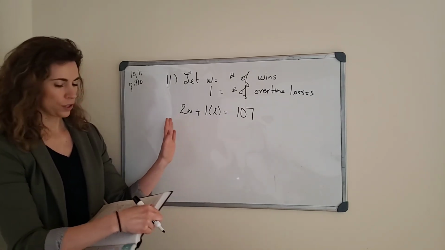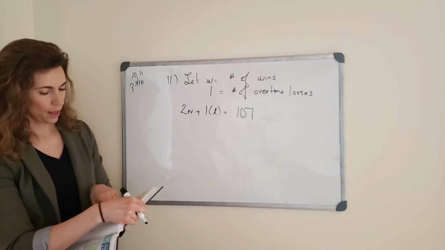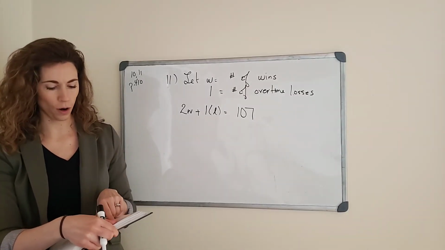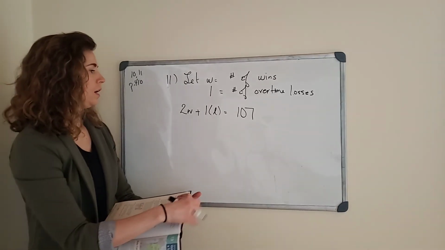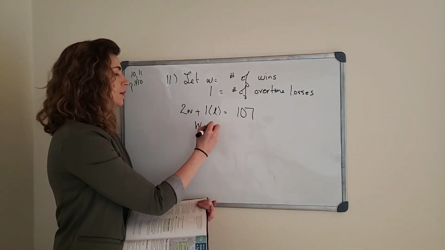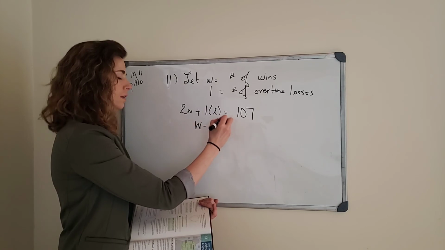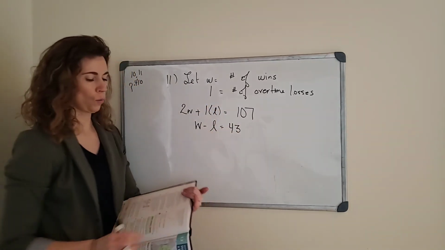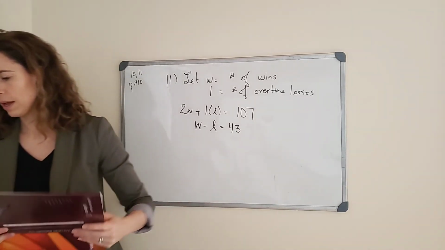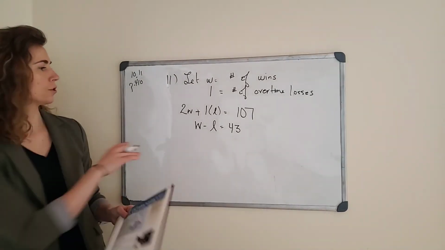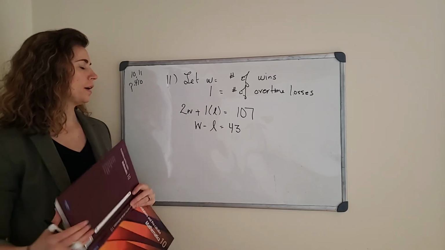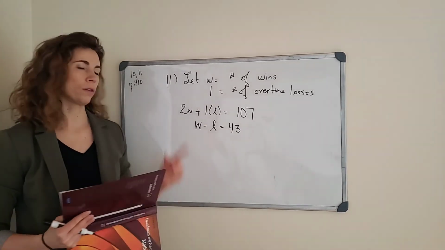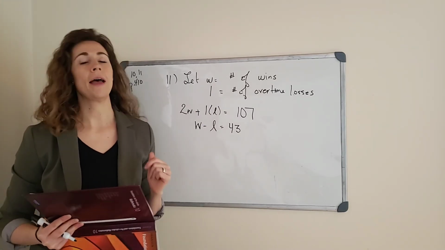Okay, so there are different combinations you could have, but you'd get up to 107. The second part said they had 43 more wins than overtime losses, so the bigger thing, they won more. So my wins, subtract my losses, would be 43, right? Because there are 43 more wins than losses. So that helps you get your two equations. From there, you're going to do a graph, and you'll see where those two intersect one another, and that point will be your answer.